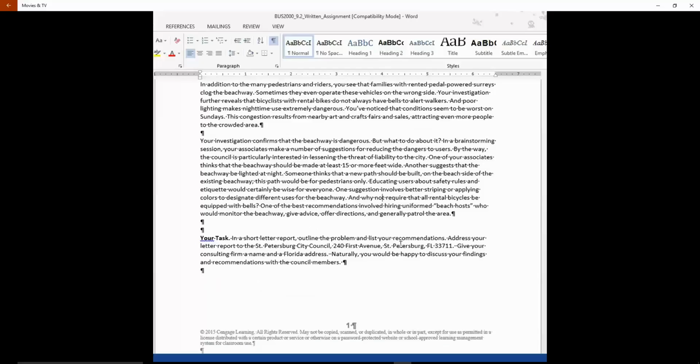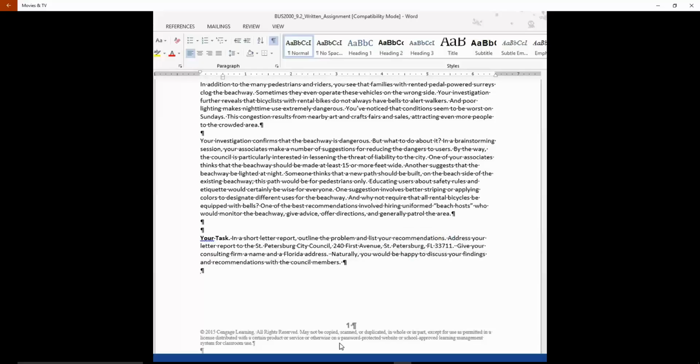Now, your task in a short letter report: outline the problem and list your recommendations. And then address your letter report to the St. Petersburg City Council. Here's their address. Give your consulting firm a name and a Florida address, to be made up. Naturally, you'd be happy to discuss your findings and recommendations with the council members. So that would be the summary.